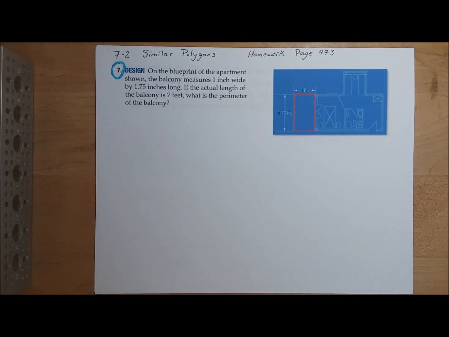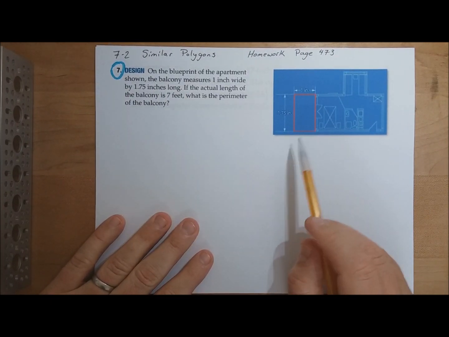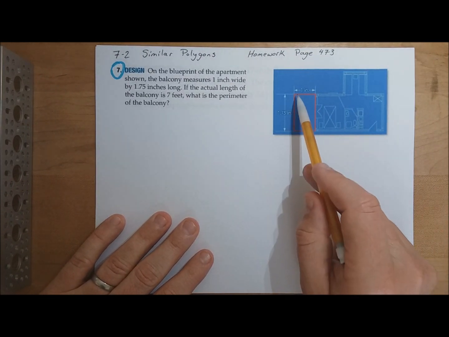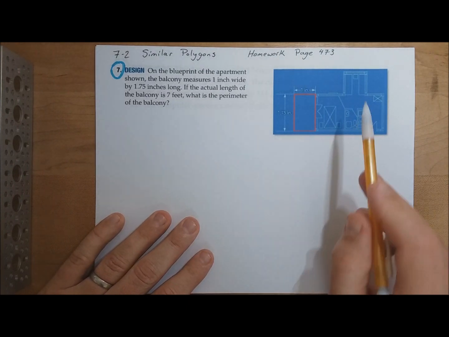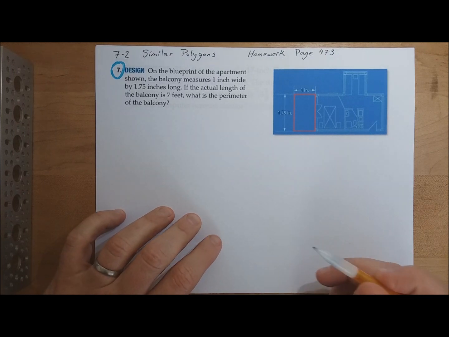Okay, let's take a look at the homework problems on page 473. This is about similar polygons. And number 7 is the one we wanted to look at. On the blueprint of the apartment shown, the balcony measures 1 inch wide by 1.75 inches long. If the actual length of the balcony is 7 feet, what is the perimeter of the balcony?